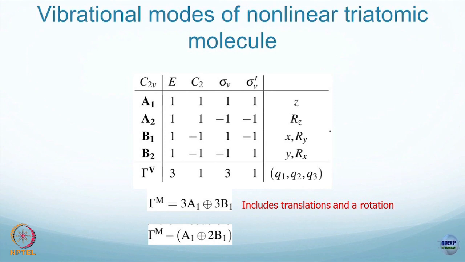Okay, so back to the character table of C2V, and gamma m. You can break it up and write 3 times A1 and 3 times B1, but as he already pointed out, this is 6 degrees of freedom to start with, unlike the gamma v which involved 3 degrees of freedom. Of the 6 degrees of freedom, 3 belong to the A1 irrep, and 3 degrees of freedom belong to the B1 irrep. But you have to remember it includes translation and a rotation, because I am doing it like a 2D plane.